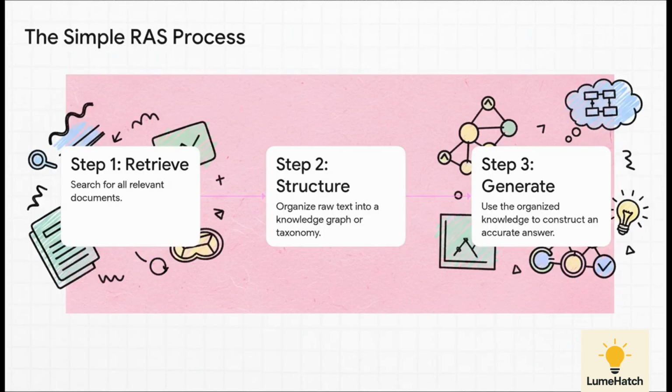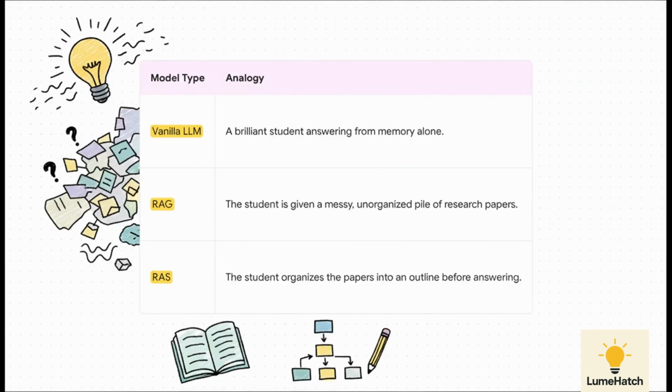And the best part? The basic process is super simple to understand. First, just like RAG, it retrieves the relevant documents. But here it is, step 2. This is the magic part that RAG just completely skips over. It structures that raw info, turning that mess into a clean, logical knowledge graph. And only then, in step 3, does the LLM use that beautifully organized knowledge to build a way more accurate and trustworthy answer.